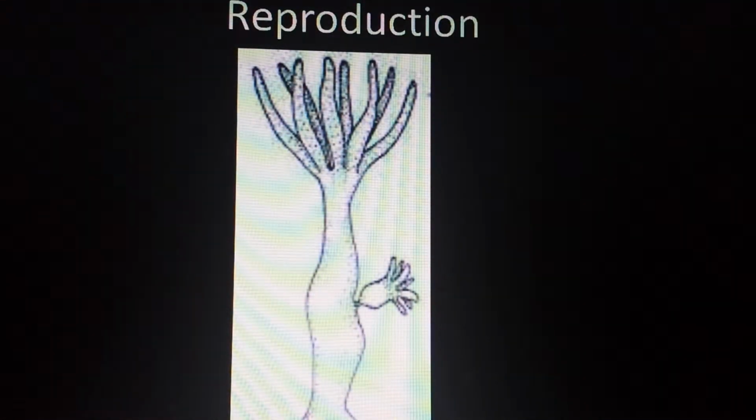Reproduction. Sponges may reproduce both sexually and asexually. Sponges are considered monoecious. There are two forms of asexual reproduction: budding and gemmules. Budding is the picture on the screen, and that's when a sponge pinches off a bit of itself and it regenerates.